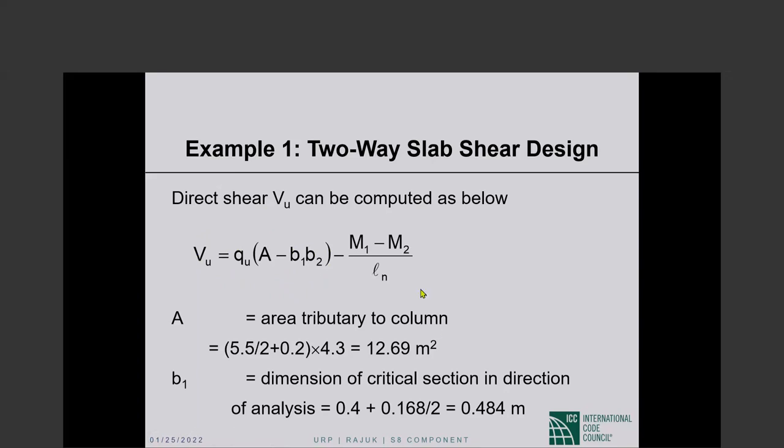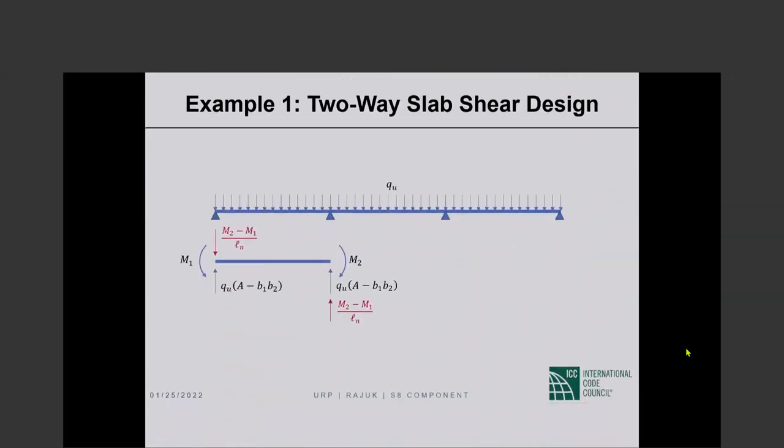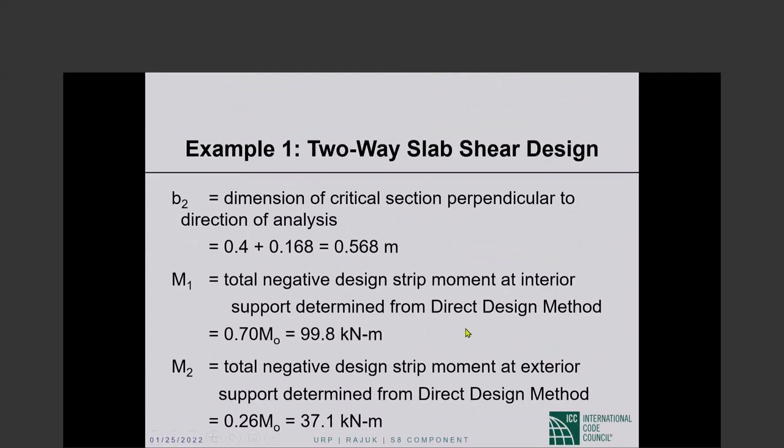The A here is 12.69 square meters, and b sub 1, b sub 2 is 484. The dimension b sub 1 is 484 millimeters. The dimension b sub 2 continues on the next, okay, and m sub 1, m sub 2, okay.